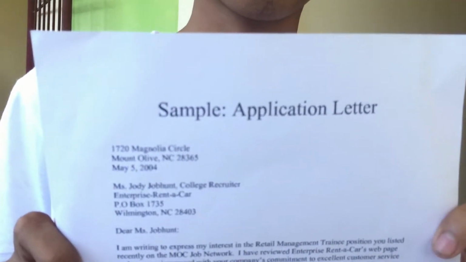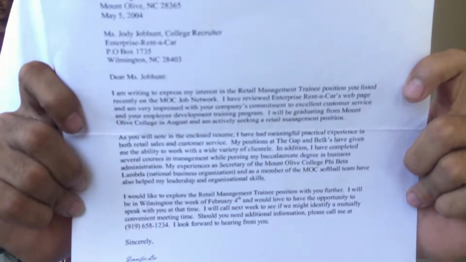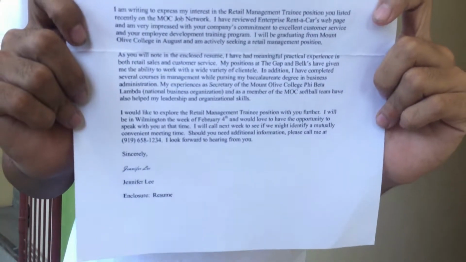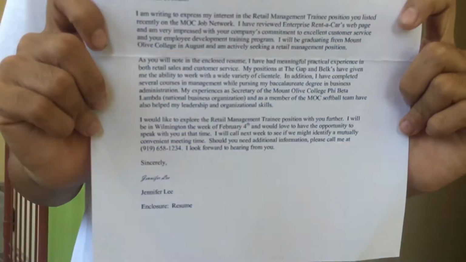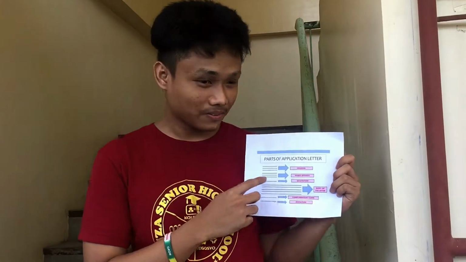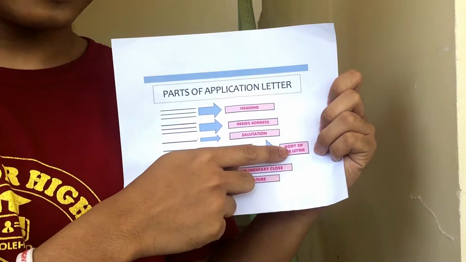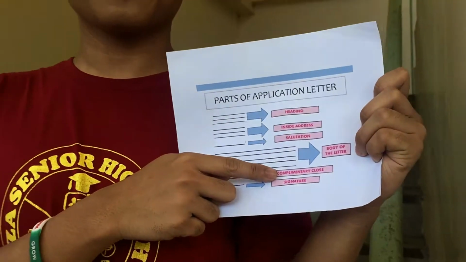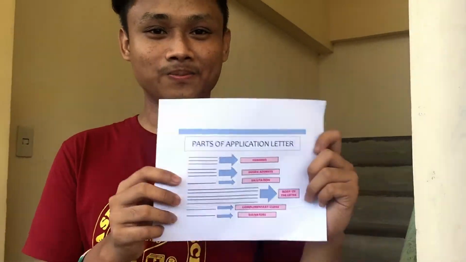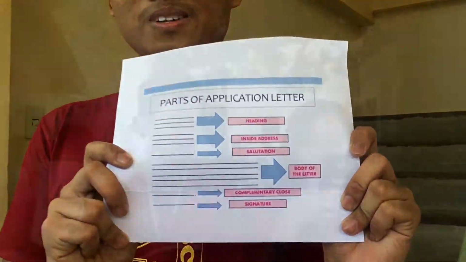For example, you're writing an application letter to a specific company you would like to work with. Do not forget that an application letter includes a heading, where the sender's name, complete address, and date are stated; the inside address, where the recipient's name, company, and complete address are stated; the salutation; the body, where the main message is stated; the complimentary close; and the signature of the sender.